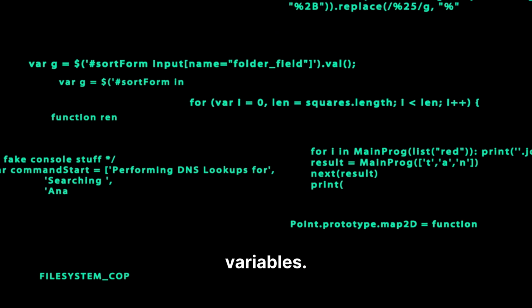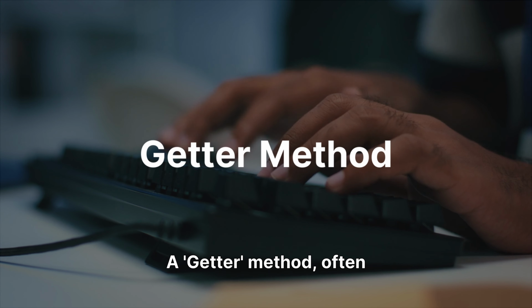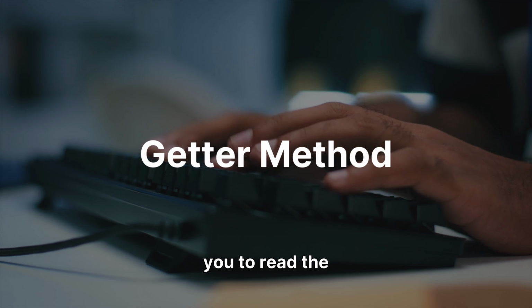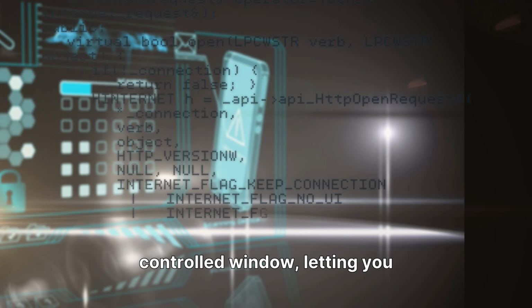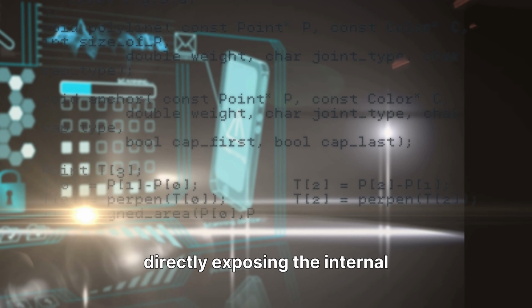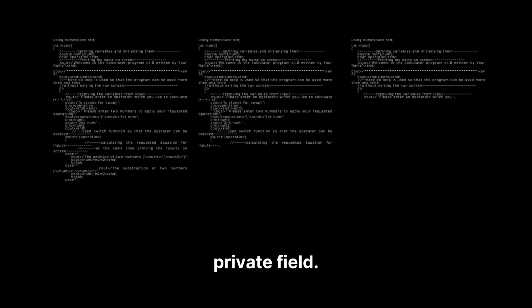of private variables. A getter method, often prefixed with get, allows you to read the value of a private field. It acts as a controlled window, letting you see the data without directly exposing the internal variable. Conversely, a setter method, typically prefixed with set, enables you to modify the value of a private field.